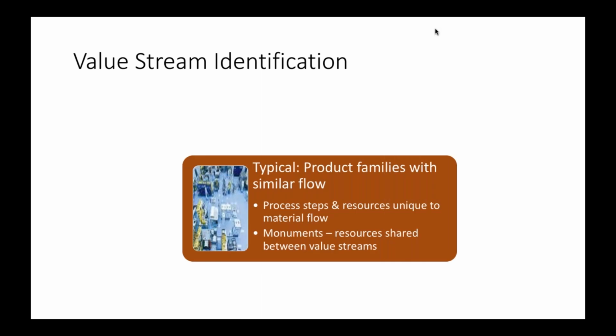The typical way to identify value streams, and again, this is just one simple slide to give people an idea, is you follow the product families that have similar flow through your business. So you look at your product families and you actually walk the floor in your factory and see which ones have common process steps and resources based on the material flow. You may also have some monuments, which are resources that are shared between value streams, but typically this is how value streams are identified.